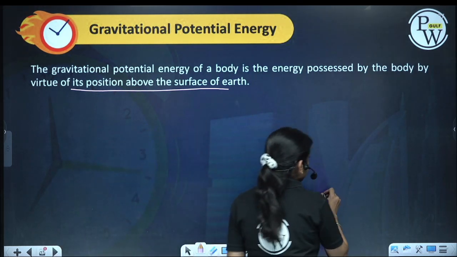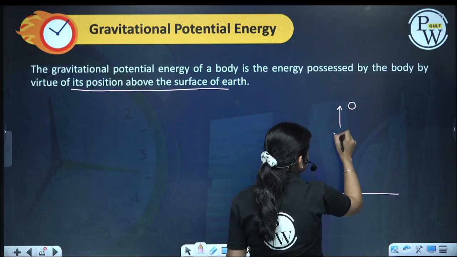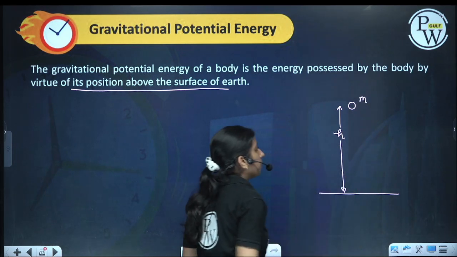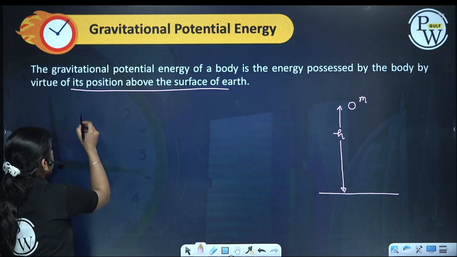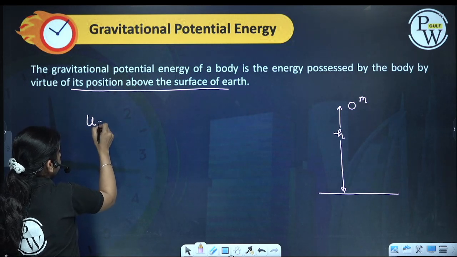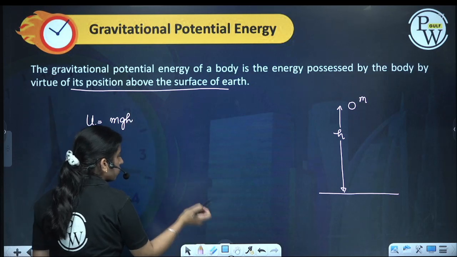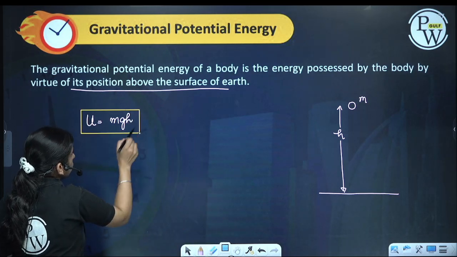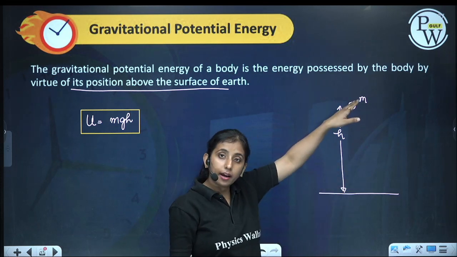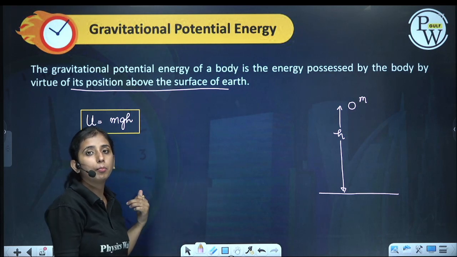So if this is my surface of Earth and a body is placed at some height h above the surface of Earth, and m is the mass of the body, then gravitational potential energy will be equal to mgh. So mg into h will be the work done in displacing this particle from here to here. This will be stored as potential energy in the body.